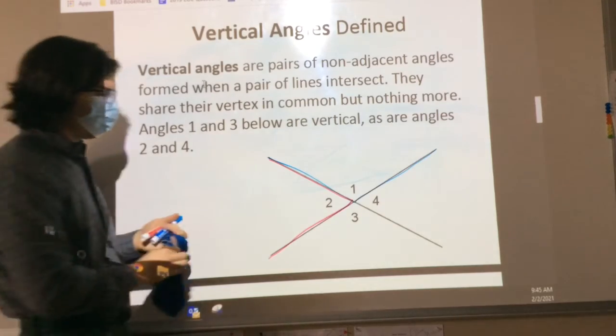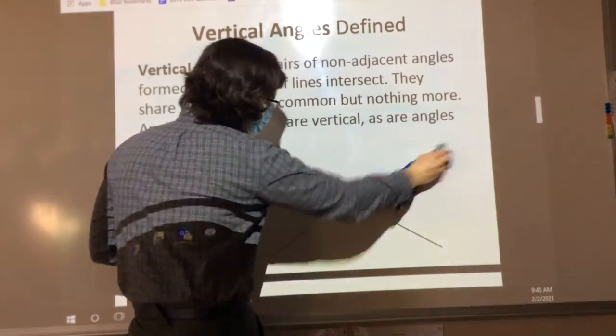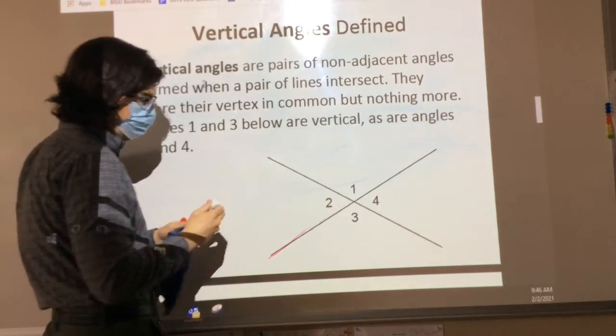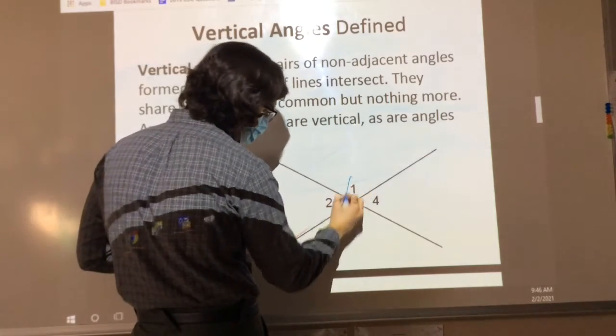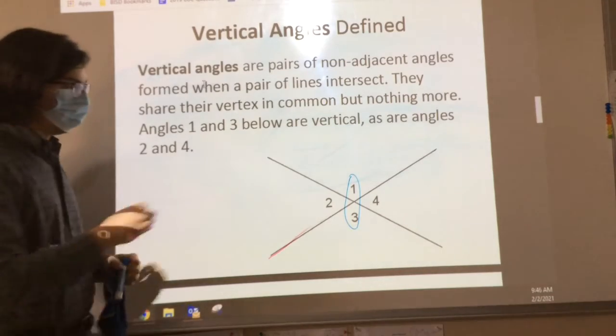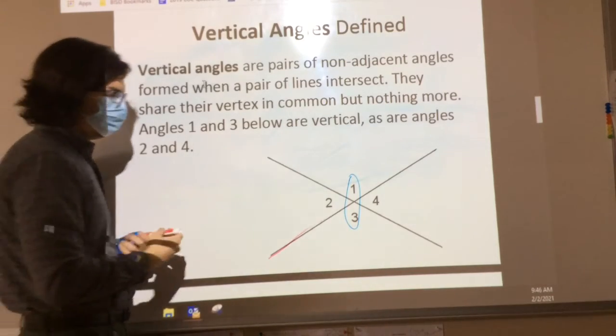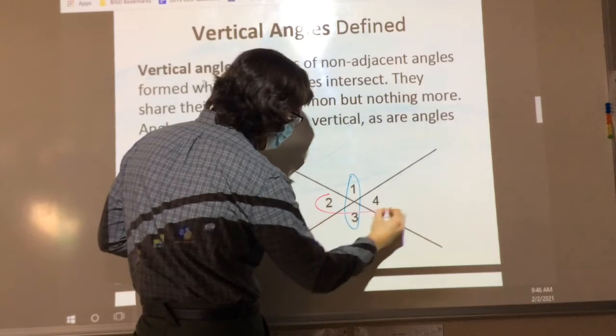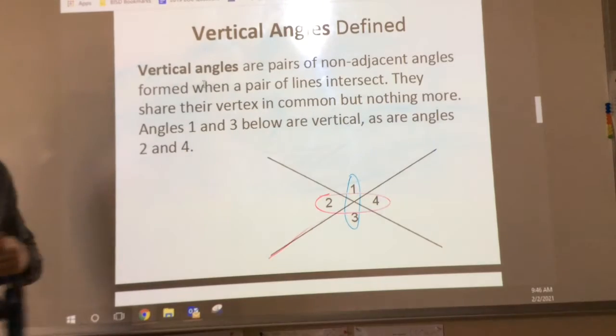So vertical basically means this right here. 1 and 3 are vertical because they go up and down, right? And then if I were to rotate this figure, 2 and 4 also just go up and down to each other. They're vertical.